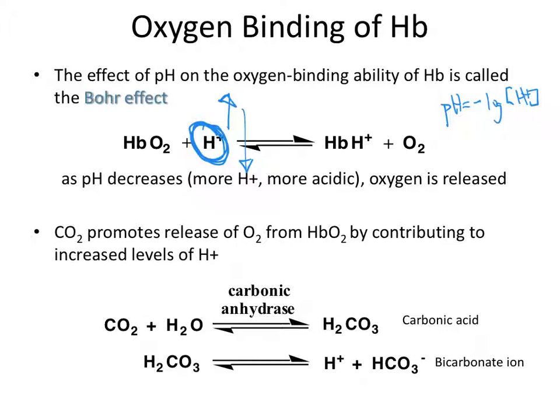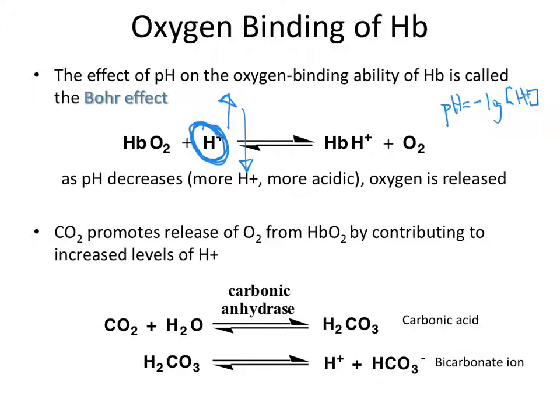So parts of your body that have lower pHs, will the oxygen be bound or will the oxygen be released? It's released. So the parts of your body that are more likely to bind oxygen to the hemoglobin will have a relatively higher pH than the parts of your body where the oxygen needs to be released.